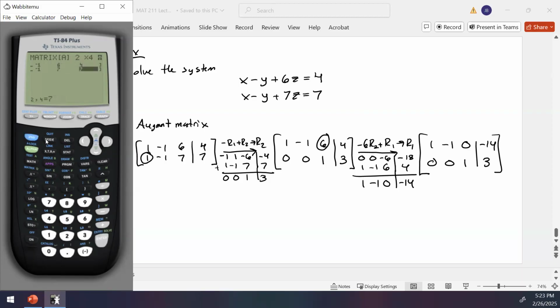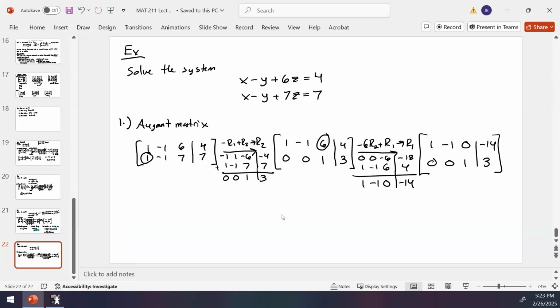6, 4, 1, -1, 7, 7. I would highly recommend that you learn how to use your calculator with these. And as you see, we got the same thing, right? At least you learn how to use your calculator for the RREF. Now, we're going to rewrite a system.